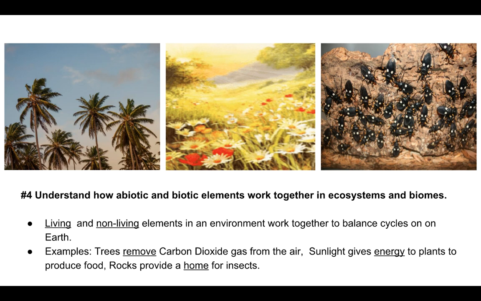So at this time, go ahead and do your self-assessment of success criteria number 4, being able to understand how abiotic and biotic elements work together in ecosystems and biomes. Remember, this is stuff we've already really talked about. It seems more complicated than it is, but we've already talked about this with food chains. It's just adding that non-living element.